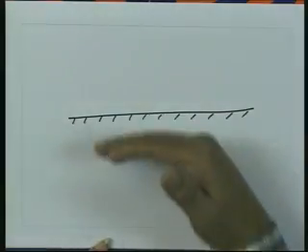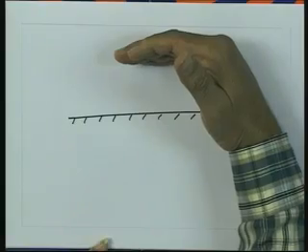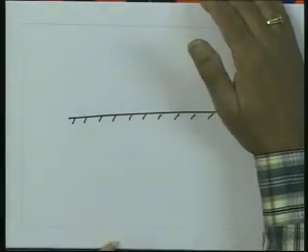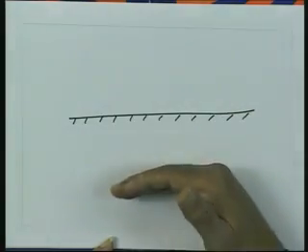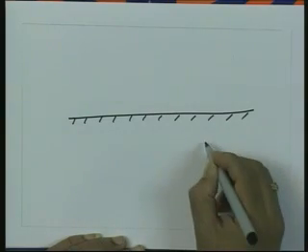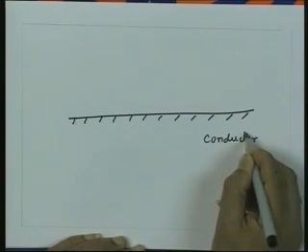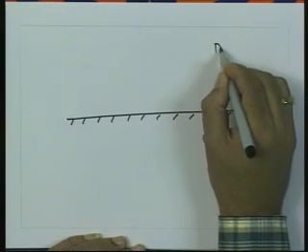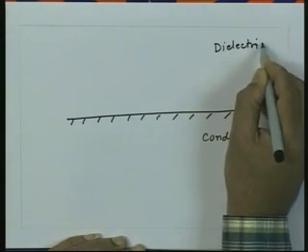Below this plane the conductivity of the medium is infinite, above this interface the conductivity is 0. So, on this side we are having an ideal dielectric, and below the interface we are having an ideal conductor. So, we have here a conductor, and on this side we have dielectric.